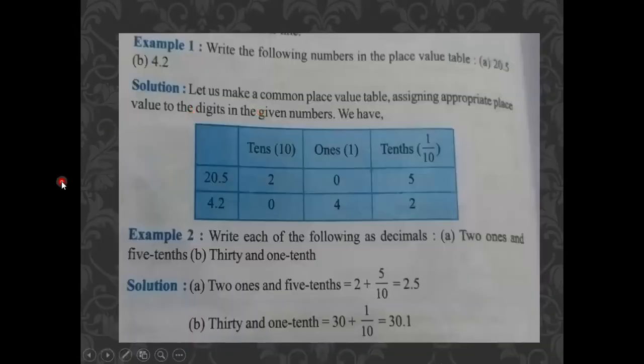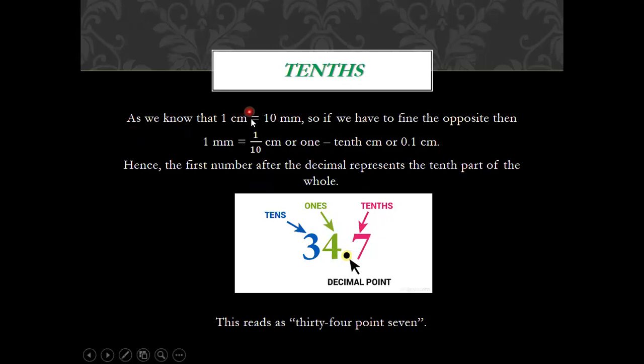Tenths. As we know, 1 centimeter equals 10 millimeters. So if we have to find the opposite, then 1 millimeter equals 1 by 10 centimeter. Suppose 1 millimeter equals how many centimeters? If you want to convert, what you have to do? 1 by 10. So you will get 1 by 10 centimeter. This 1 by 10 we will call 1/10 centimeter or 0.1 centimeter.